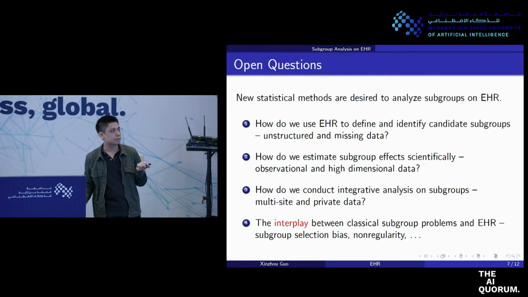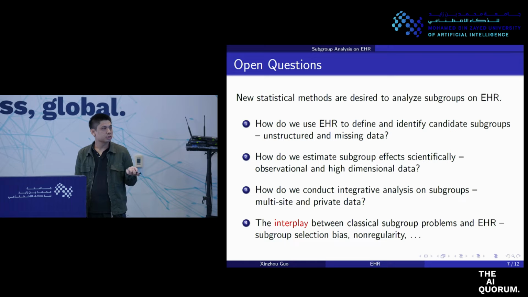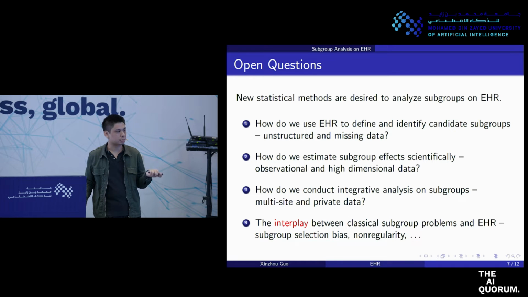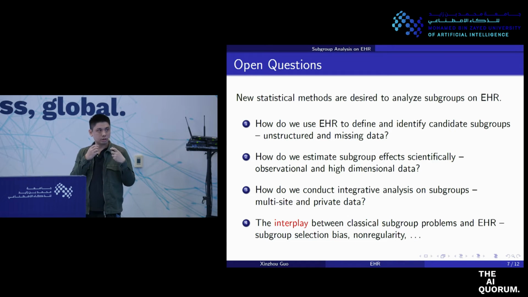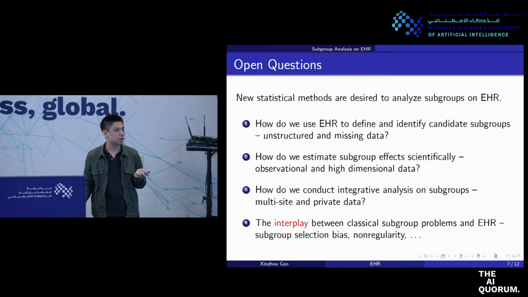The second is that, as we all know, EHR is observational data, and it contains high-dimensional covariates. So how do we estimate the subgroup effect accurately, in a scientific way? That's also a very challenging problem. And the third is that EHR might be stored in multiple sites, and the data might not be transferred publicly across different sites. So how do we conduct integrative analysis on subgroups? Because we probably need to follow some privacy constraints.